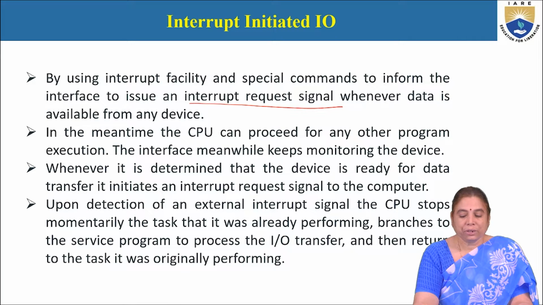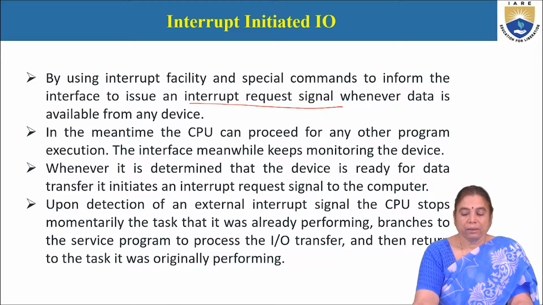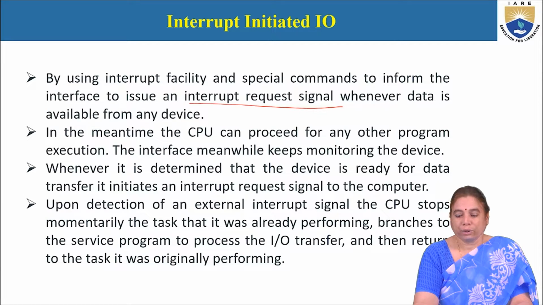Upon detection of an external interrupt signal, the CPU momentarily stops the task that is currently executing and branches to the service program to process the IO transfer. As soon as the IO transfer is completed, the CPU resumes the previous task to complete its execution. This method of IO transfer is generally referred to as interrupt initiated IO.